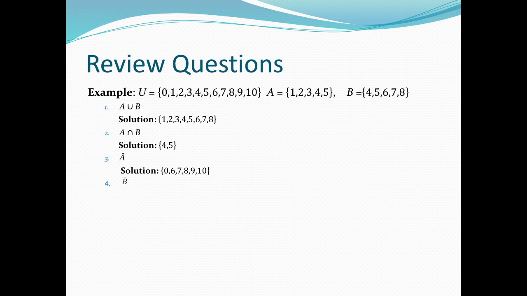Same for the complement of B. The complement of B is 0, 1, 2, 3, 9, and 10, because these exist in U but not in B. Now if you take the difference between A and B, A minus B is 1, 2, 3, and B minus A is 6, 7, 8.